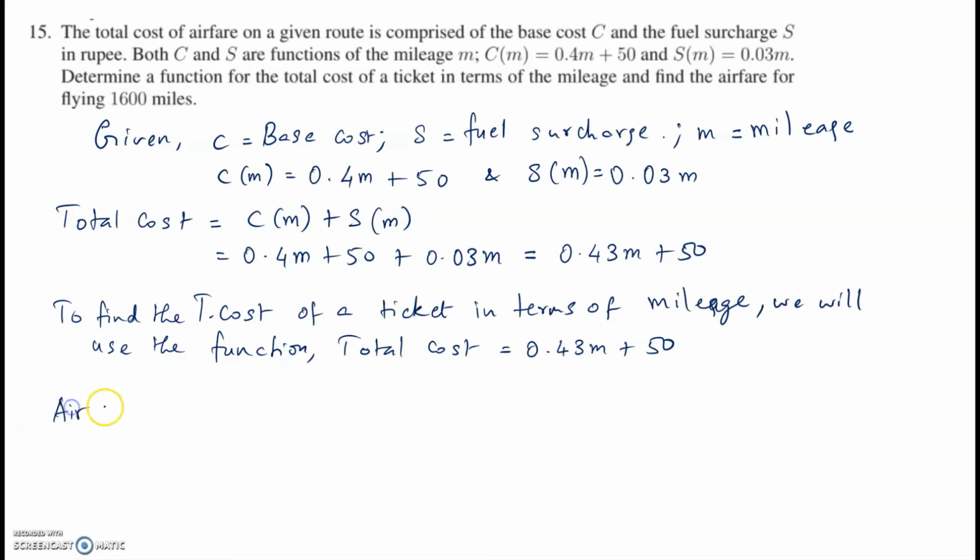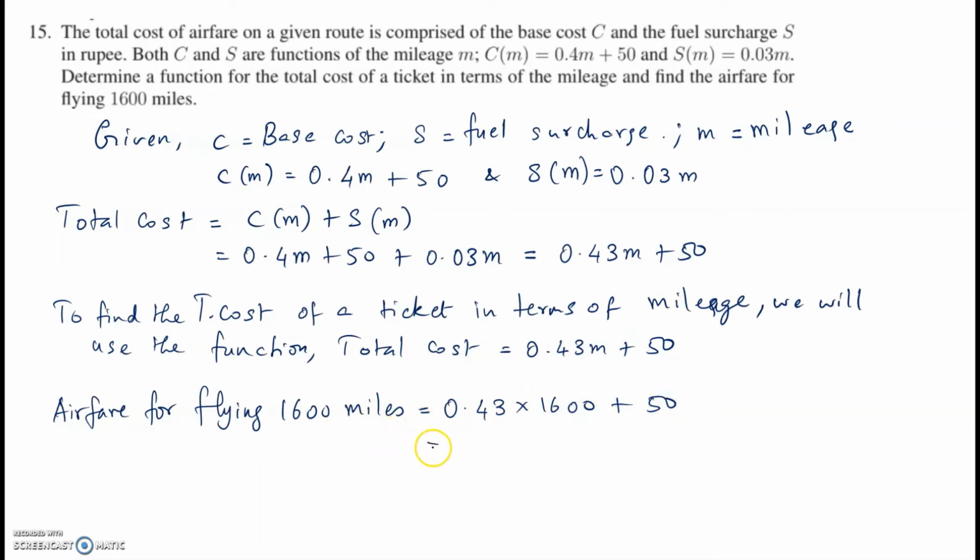Now to find the airfare for flying 1600 miles. So airfare for flying 1600 miles will be equal to, we have already calculated the total cost in this function, so let's use that. 0.43 into 1600 plus 50. So simplifying this, you will get 688 plus 50, that's equal to rupees 738.